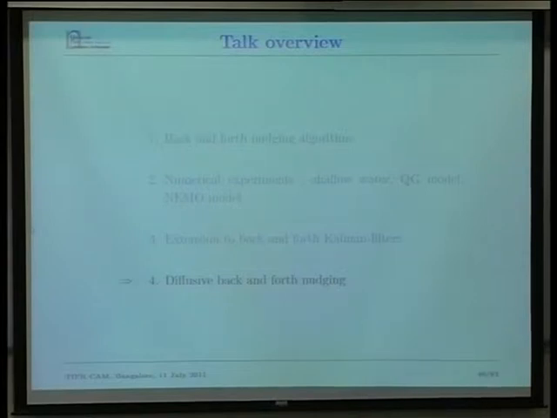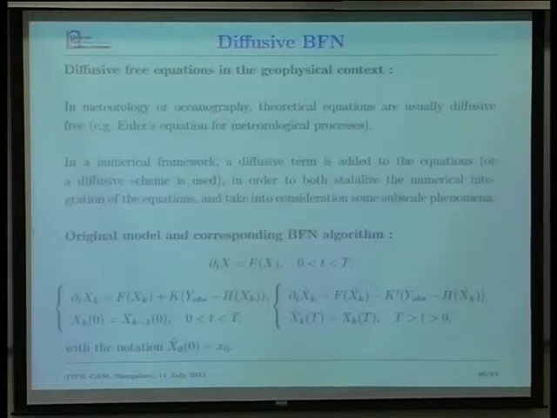So, still some time to show you some improvement of the back and forth nudging for our geophysical problems. So diffusion is a difficult problem when you want to solve backwards in time your model, because you have instability.